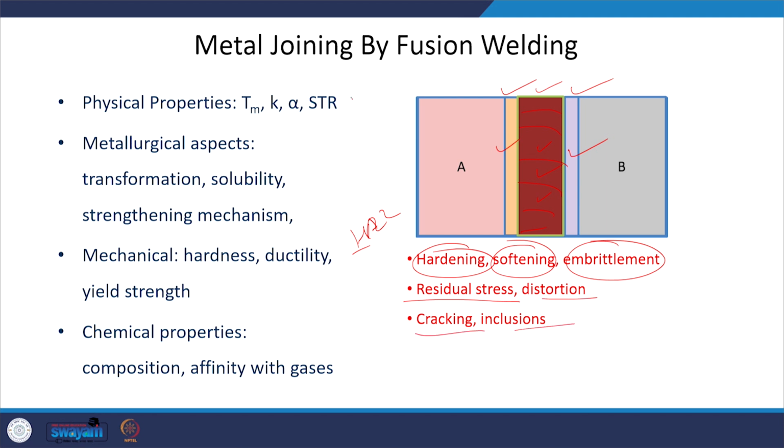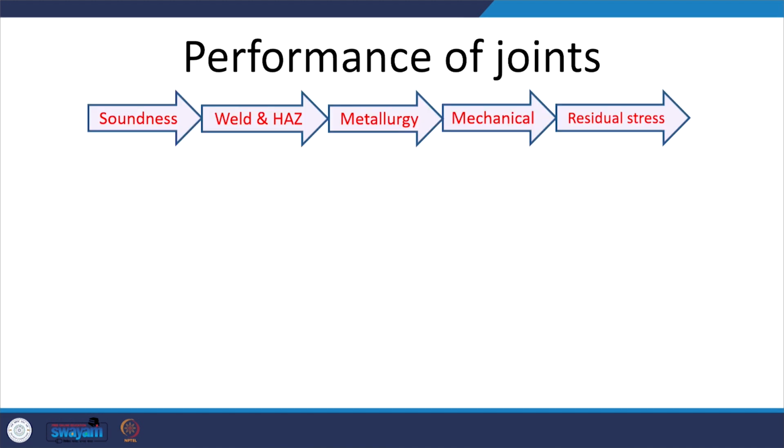So, when welding is done, an inappropriate combination of welding conditions can lead to hardening and embrittlement, softening of the heat affected zone, development of residual stresses which degrade the mechanical performance, and cracking, inclusions and porosity. So, these are the issues related with fusion welding. If you want to see the performance of the weld joint summarily, then the joint has to be sound.